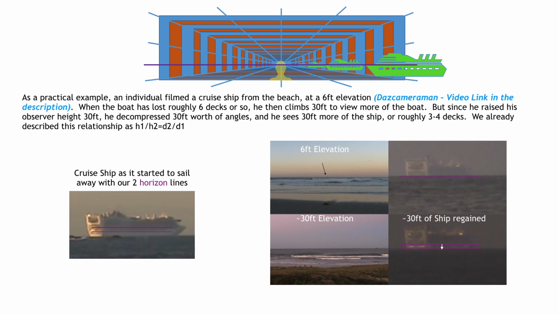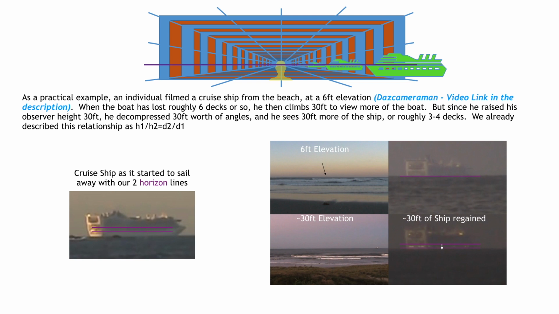As a practical example, mainly what I want to discuss here is the linear relationship between height gain and object observation. So how much you can see of an object with your height. An individual filmed a cruise ship from a beach at a 6-foot elevation, video link in the description. When the boat has lost roughly 6 decks or so, he then climbs 30 feet to view more of the boat. But since he raised his observer height 30 feet, he decompressed those lower 30 feet worth of angles, and he essentially sees 30 feet more of the boat, or roughly 3 to 4 decks.